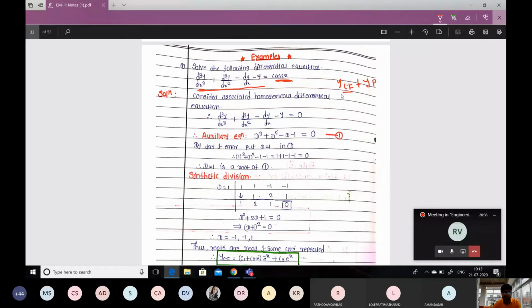Now let us find out ycf. So consider the associated homogeneous differential equation. It is the same, just the right hand side I am treating as 0. So we get this associated homogeneous differential equation, and the auxiliary equation corresponding to that is D cube plus D square minus D minus 1 equal to 0.